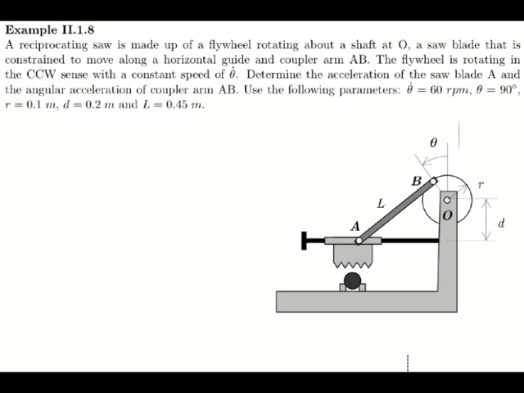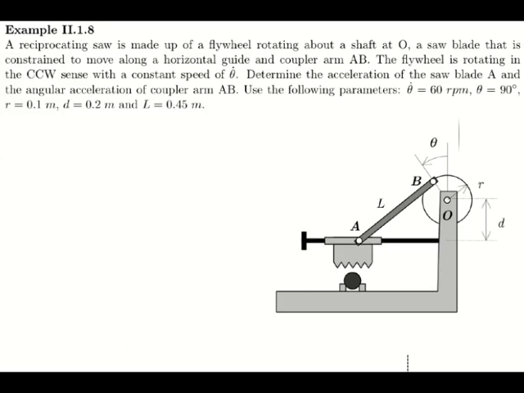In this example, we're going to be looking at the motion of a reciprocating saw that's shown here in the figure. The key component of this is a flywheel, which has a shaft passing through its center O, and this flywheel is rotating at a constant rate.